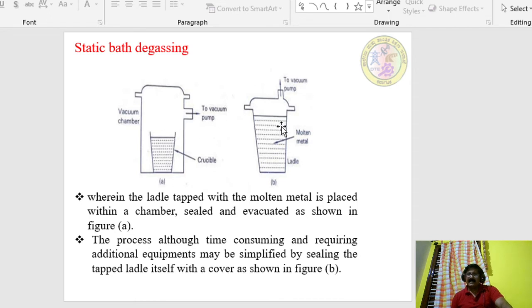Similarly, in the one more setup shown in figure B, the process, although time consuming and requiring additional equipment, may be simplified by sealing the tapped ladle. In the same way, this entire crucible is made in the fashion of a ladle, and it has been connected to a vacuum pump, which simplifies things. The tapped ladle itself has a vacuum pump connected at the top of the lid.